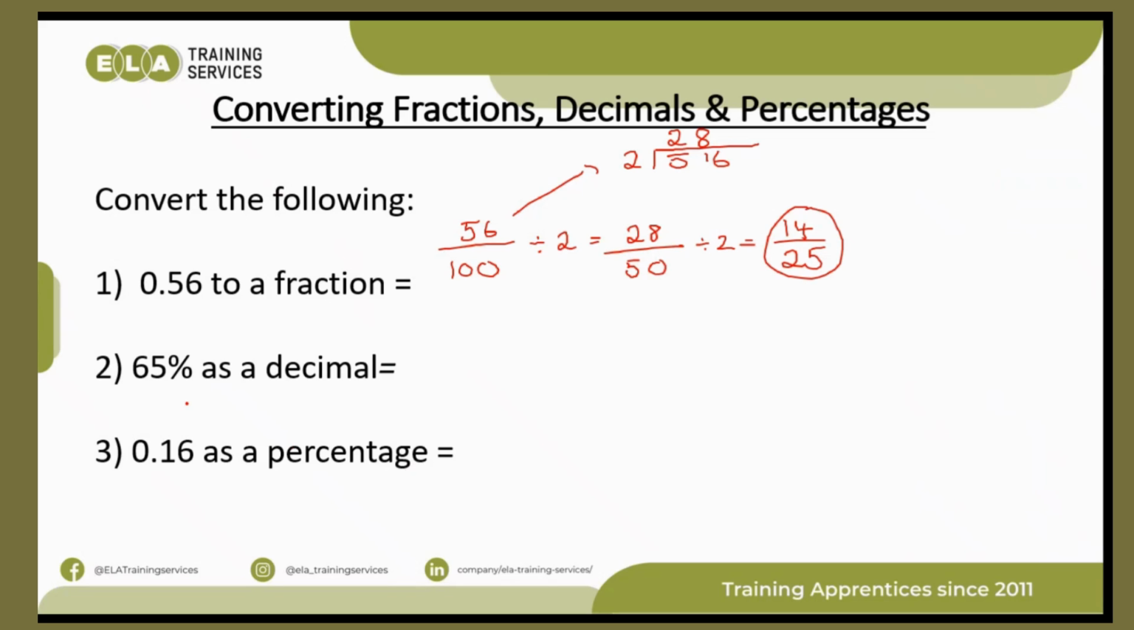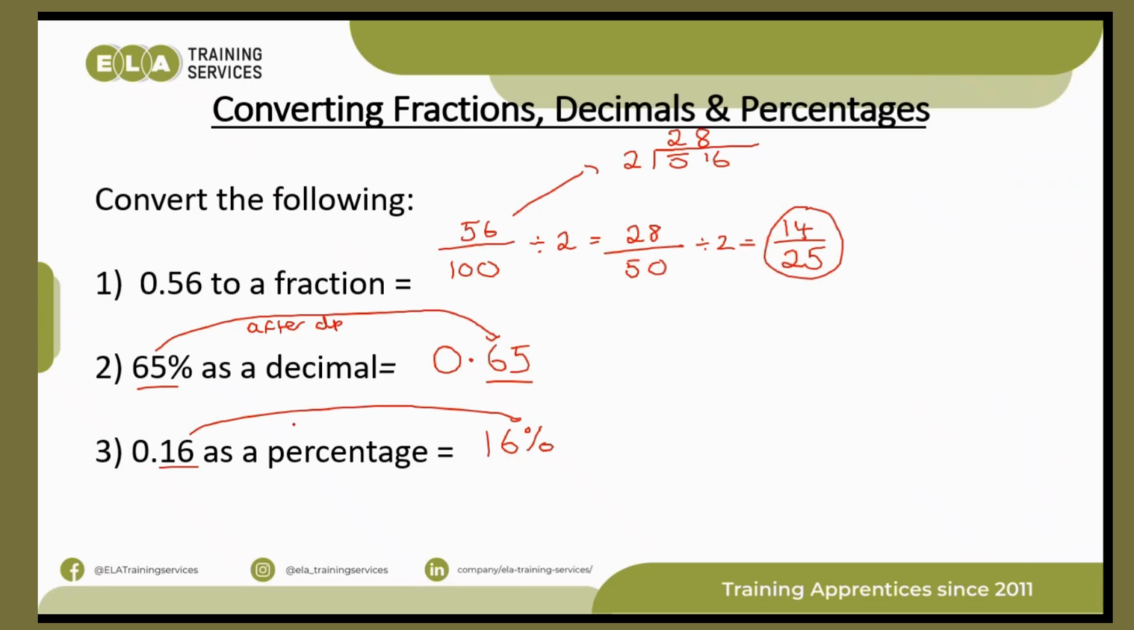Then our next one, 65% as a decimal. So as before, we just put it after the 0 point. So our answer will be 0.65. So we put it after the decimal point. And then here, 0.16 as a percentage is going to be 16%. So we put this number before the percentage symbol. And that is how we do our conversions.